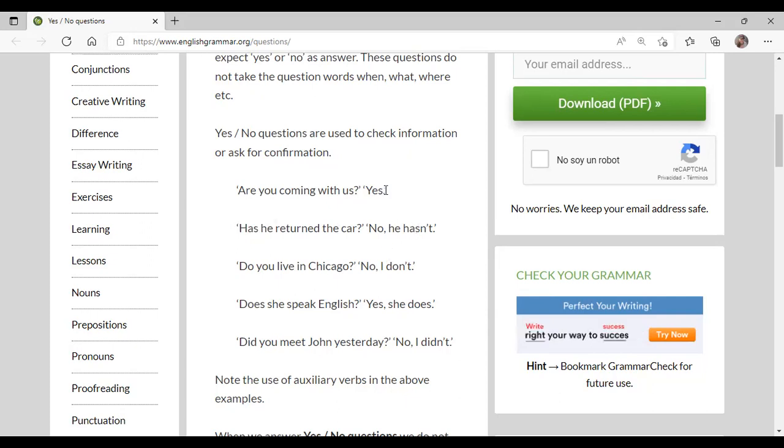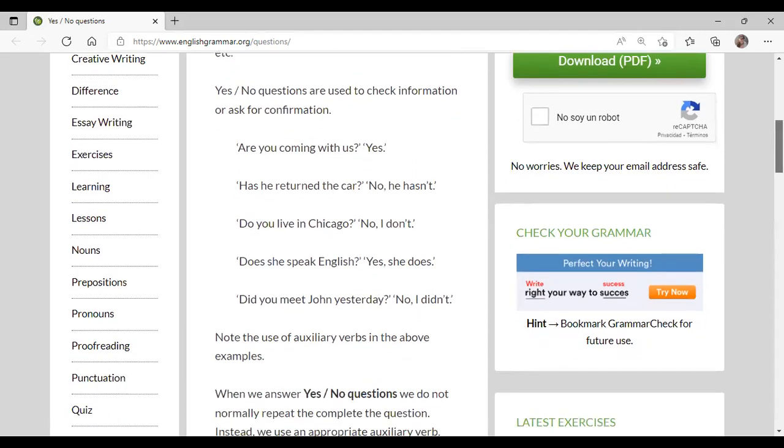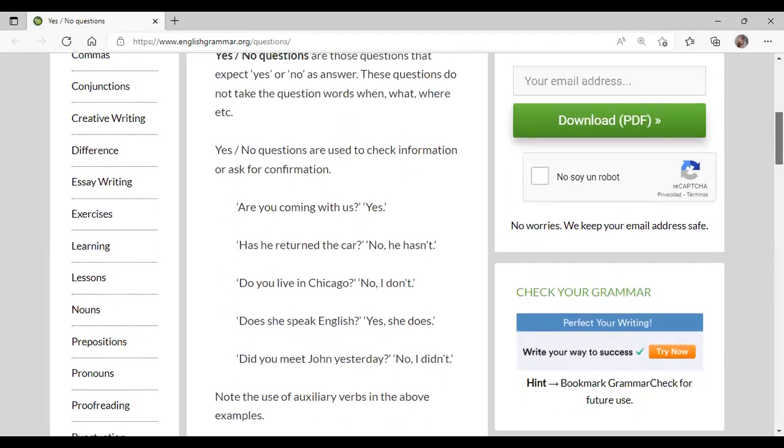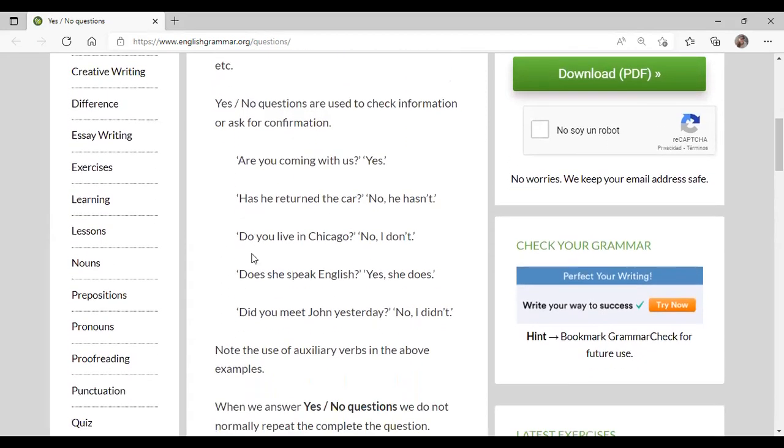¿Qué nos faltaría en la primera? Are you coming with us? Yes, I am. Nos faltó aquí el I am. Yes, I am. Do you live in Chicago? No, I don't. Does she speak English? Yes, she does. Did you meet John yesterday? No, I didn't. Estas son preguntas básicas.